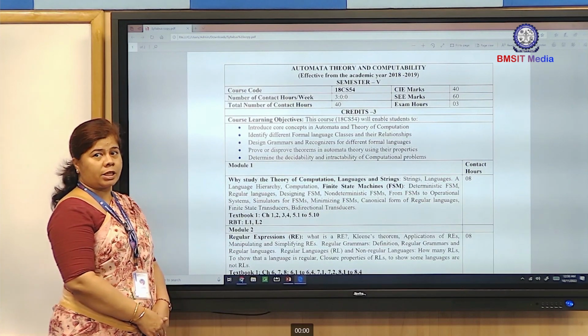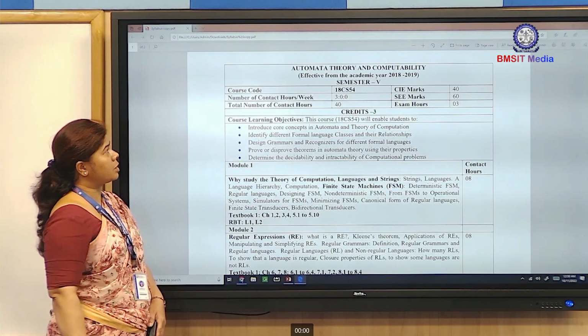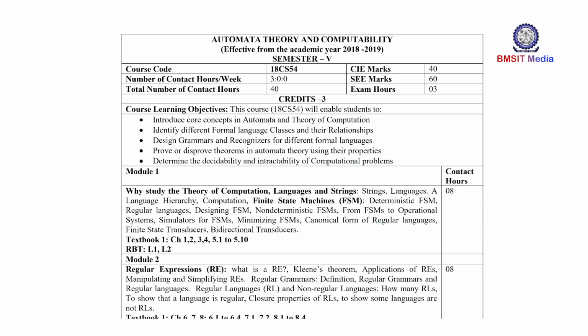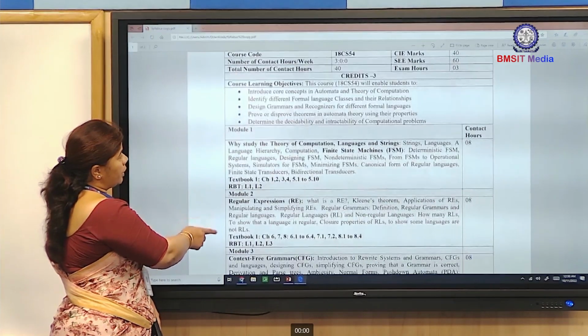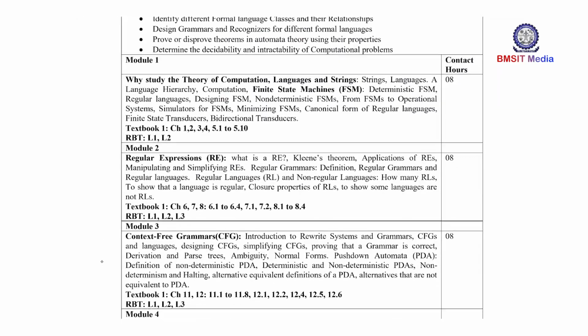Welcome to today's introductory session on the subject Automata Theory and Computability. The subject code is 18CS54. In this subject, there are 5 modules.